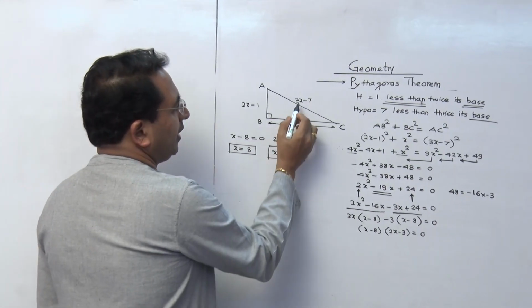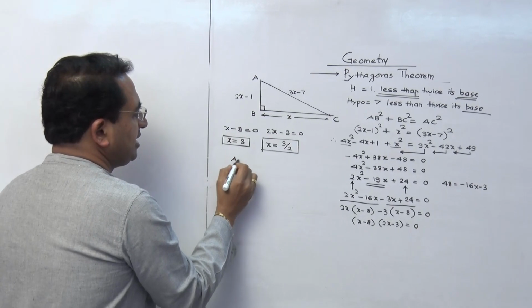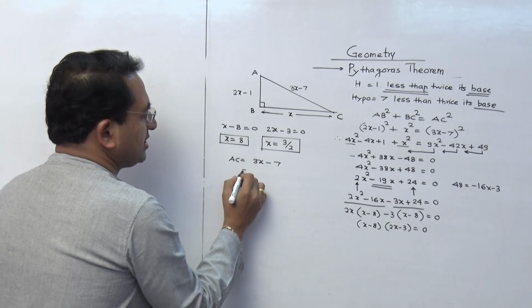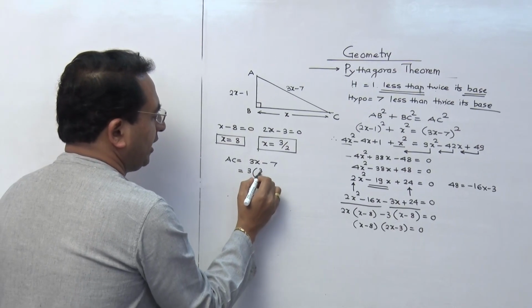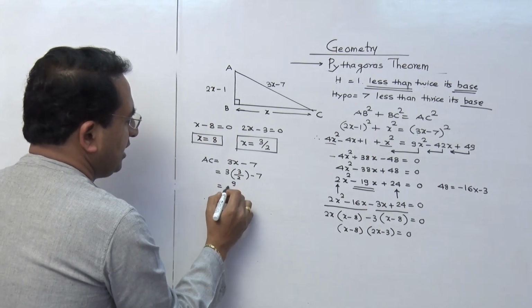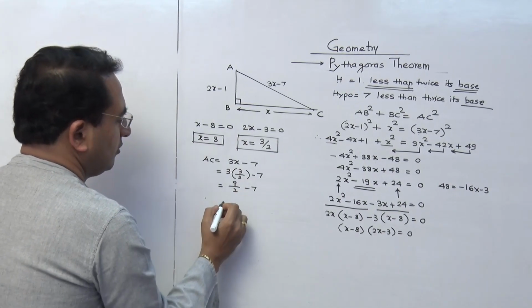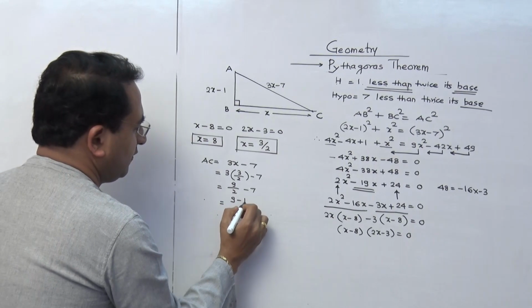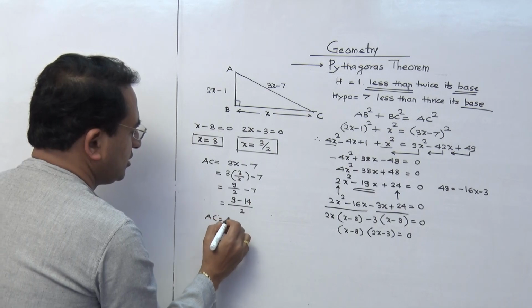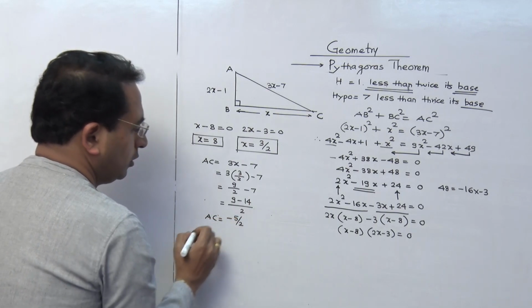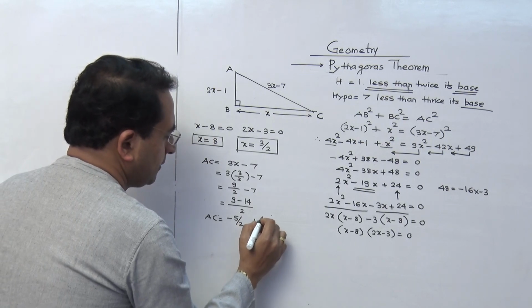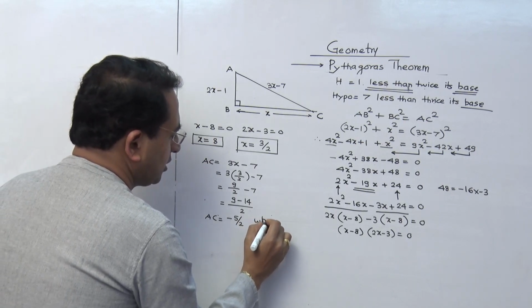Now, if I put 3 by 2 here, then AC is equal to 3x minus 7. So, your answer is going to be 3 into (3 by 2) minus 7. So, your answer is 9 by 2 minus 7. So, it is (9 minus 14) upon 2. So, you are going to get the value, this is minus 5 by 2. Is it feasible? We have to write, which is absurd.